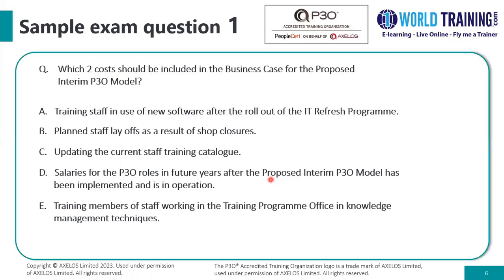Part A, question number 1. What I shall do is read the question for you, and I will pause for a while. You choose the right answers. Perhaps you could keep a sheet of paper with you and choose the right answers, and I would showcase the right answer for you and provide you with the reasoning or the rationale for the right answer. Let me read out the question for you. Question number 1. Which 2 costs should be included in the business case for the proposed interim P3O model?